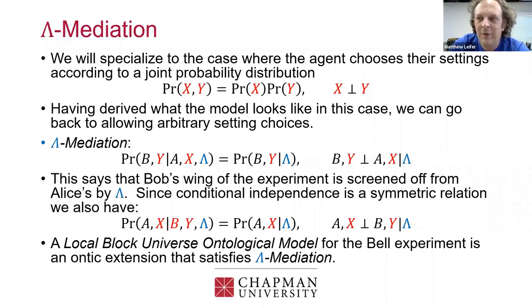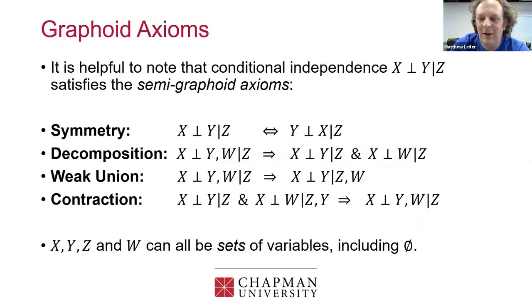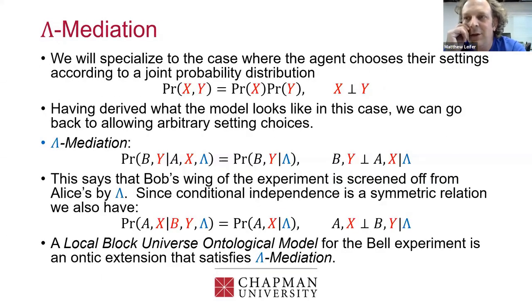Okay, so we need to address two questions. Is this a sensible generalization of local causality? I need to argue that it is. And then, if I want to derive the structure of a local block universe ontological model, what consequences does it have for how the probabilities decompose?